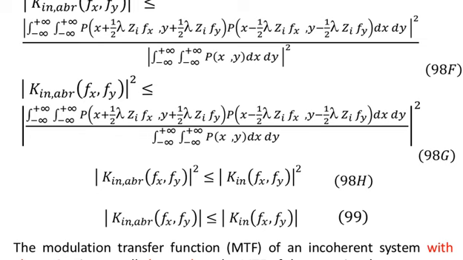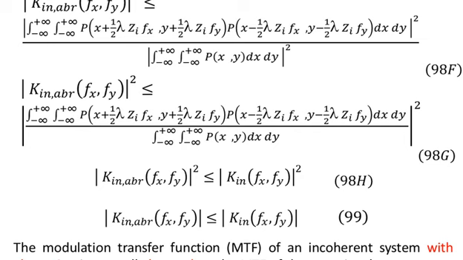So we have the absolute square of K_in, because the absolute square within the right-hand side is actually K_in without aberration. Within the absolute square term we have K_in, which is the incoherent transfer function. So we can now replace the terms on the right-hand side by the absolute square of K_in as a function of fx, fy, as given in equation 98H.